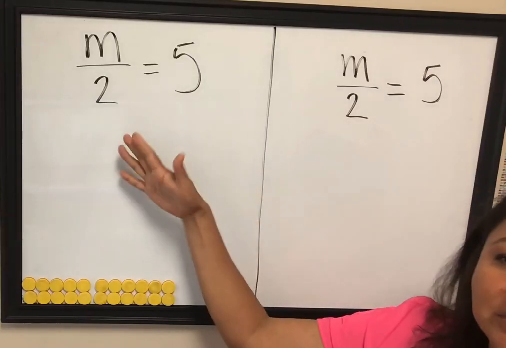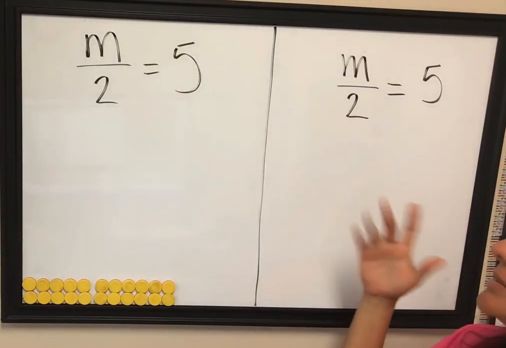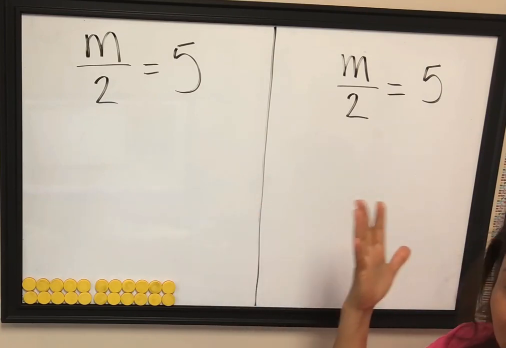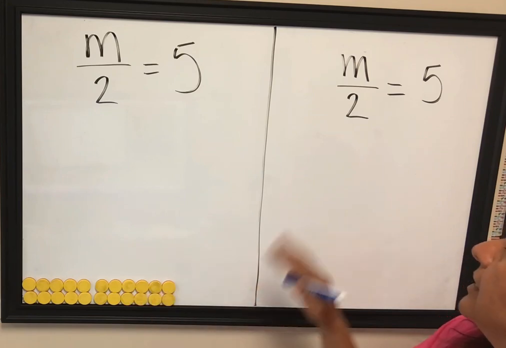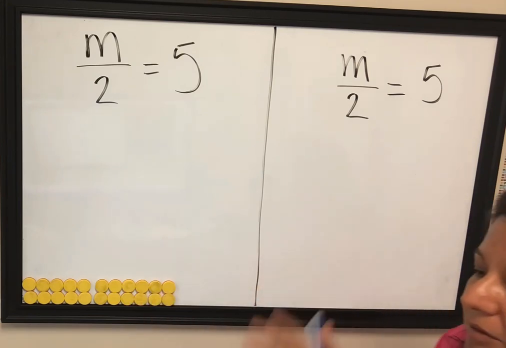So we're going to look at this equation in two different ways. One of them, we're going to look at it in a visual way, try to represent it using counters. And the other one, we're going to use the standard algorithm.